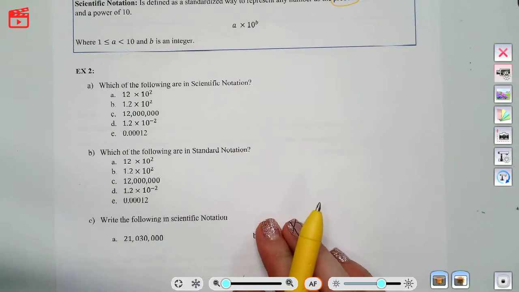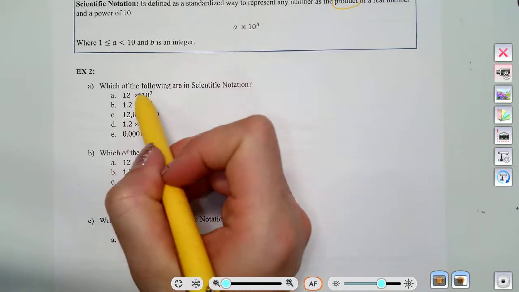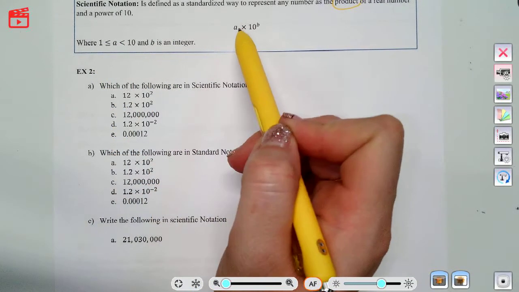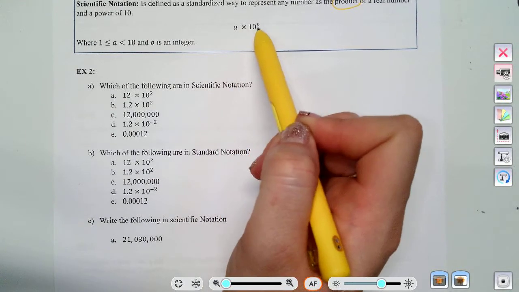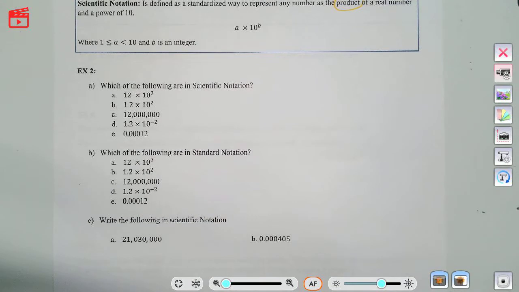Alright, so example 2. Which of the following are in scientific notation? What I'm going to do is see which one of these pass these two restrictions here and here. Take a second and see if you can figure out which ones are in scientific notation.